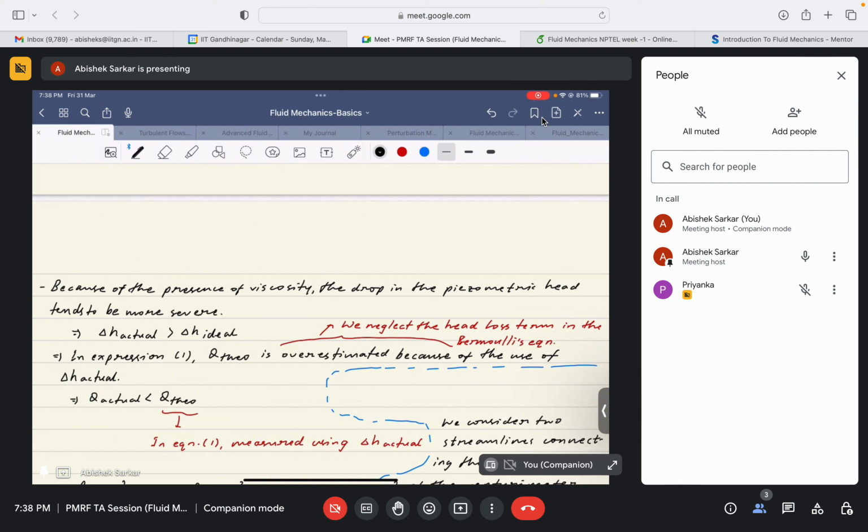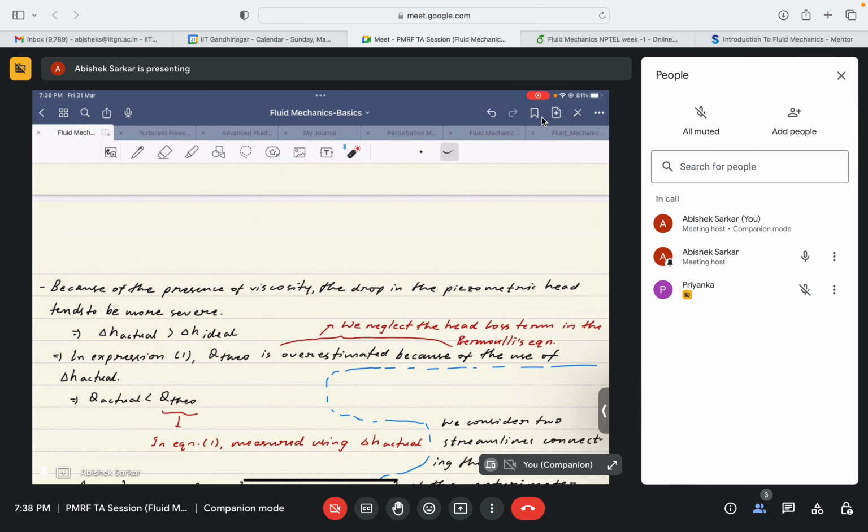So what happens is that, I guess sir has mentioned this in his lecture, that the actual delta H that we get from any instrument where the venturimeter is fixed, the delta H that we get between the two fluid levels in the manometer, is actually more than the ideal case. Why is it so? Because of friction losses, right?